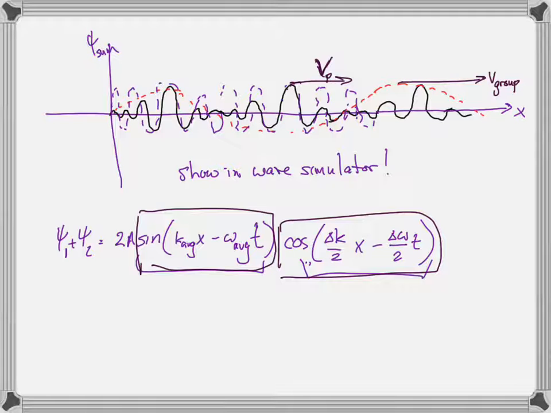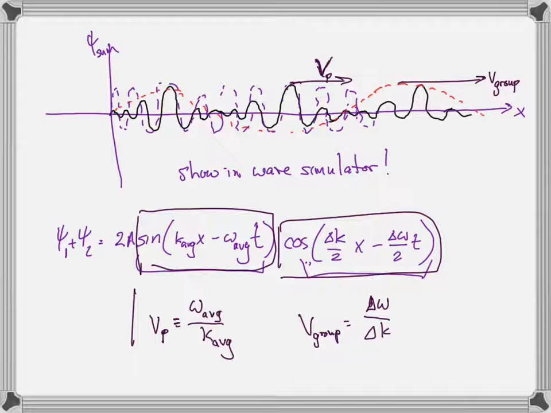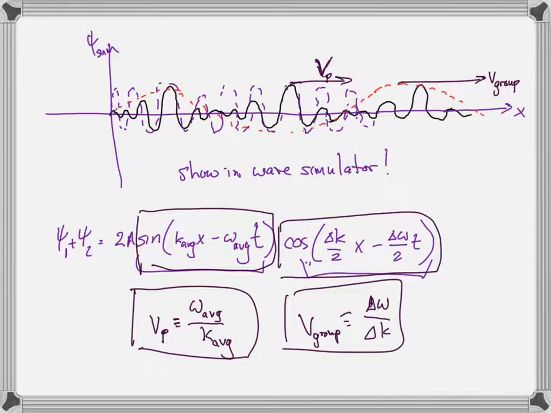So you should easily be able to see that the phase velocity is therefore defined as omega average over k average, because remember, the speed of a wave is just omega over k, and the group velocity is equal to delta omega over delta k, right? It's delta omega over 2 divided by delta k over 2. The 2's cancel, so we're at delta omega over delta k. So we've got two different velocities, that's a definition, of the group velocity and the phase velocity.